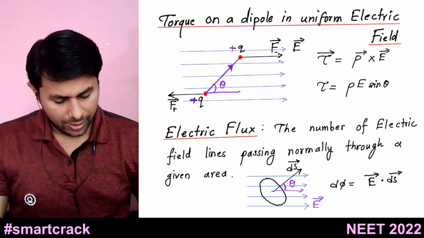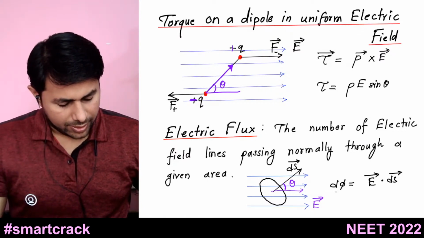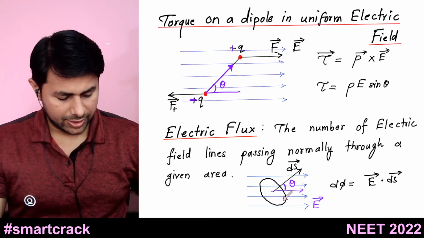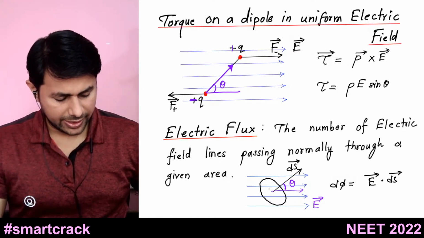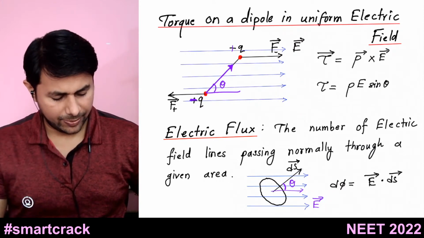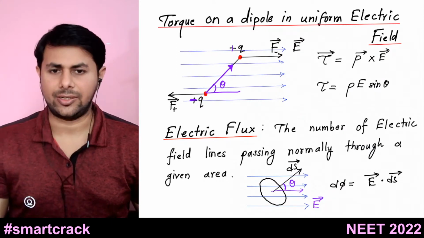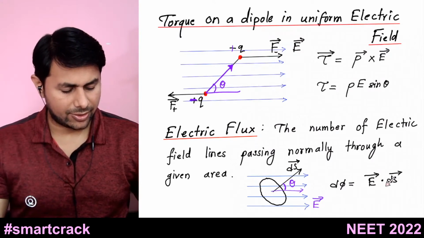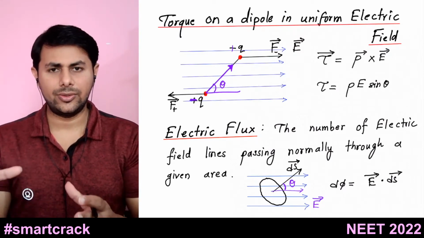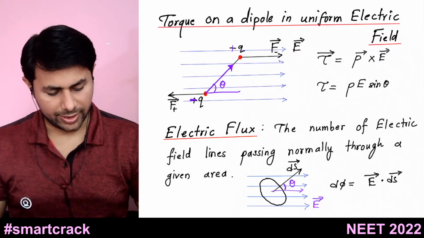So d phi is the flux passing through this area. It is flux due to this electric field through this area. So it is the dot product of the electric field and this area vector. It is E bar dot ds bar. All right. So this is electric flux through some small area.